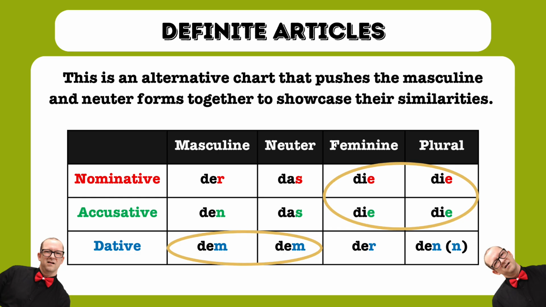If you prefer this version, you can go with this version of the chart, but if you don't need a chart, you don't need a chart, so it doesn't really matter. But if you like charts, this version is okay as well as the version that I had. I personally don't have a preference, it's just that I was taught with masculine, feminine, neuter, plural, so that's the way that I teach it.